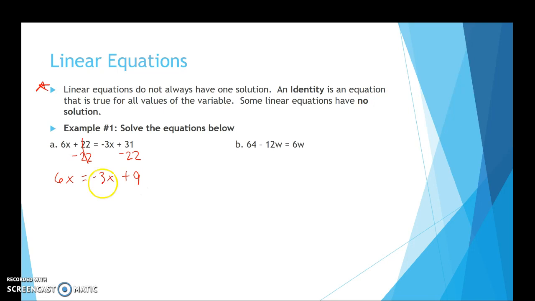I want to take this negative 3x and move it to the left. So I'm going to add 3x to the right, add 3x to the left. So what I get here is 9x equals 9. We're solving for x now because we got the x's on one side. So we're going to divide 9 to the left, divide 9 to the right, and get x equals 1.